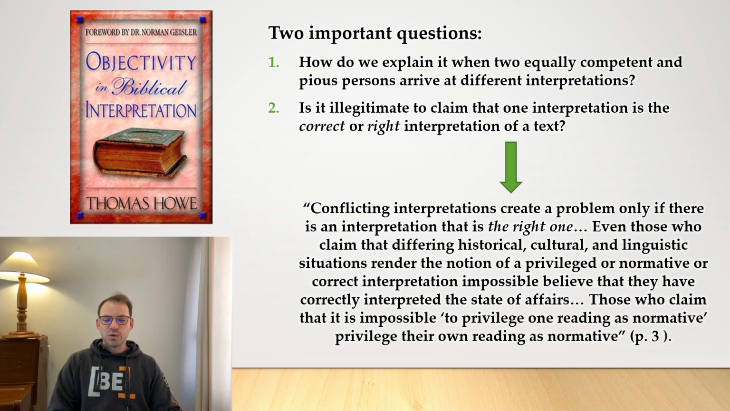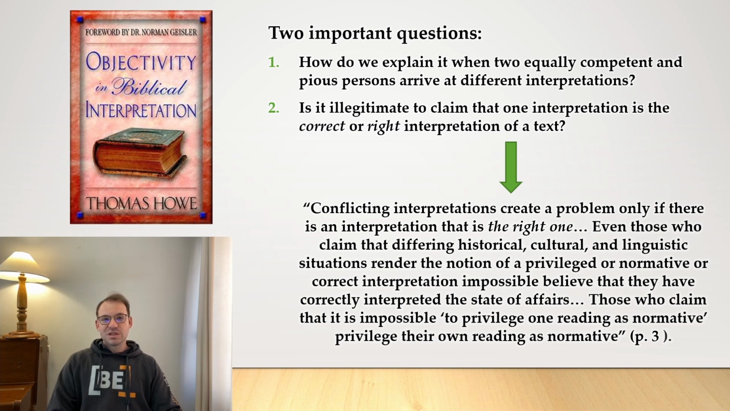And I think this is quite important, because what Dr. Howe is exposing here is the idea that to claim that we cannot really reach objectivity or the true meaning of a text, or just a true diagnosis or interpretation of reality, in and of itself becomes a self-defeating claim to make. For example, he states there in the middle that even those who claim that differing historical, cultural, and linguistic situations render the notion of a privileged or normative or correct interpretation impossible, those who make that claim believe that they have correctly interpreted the state of affairs.